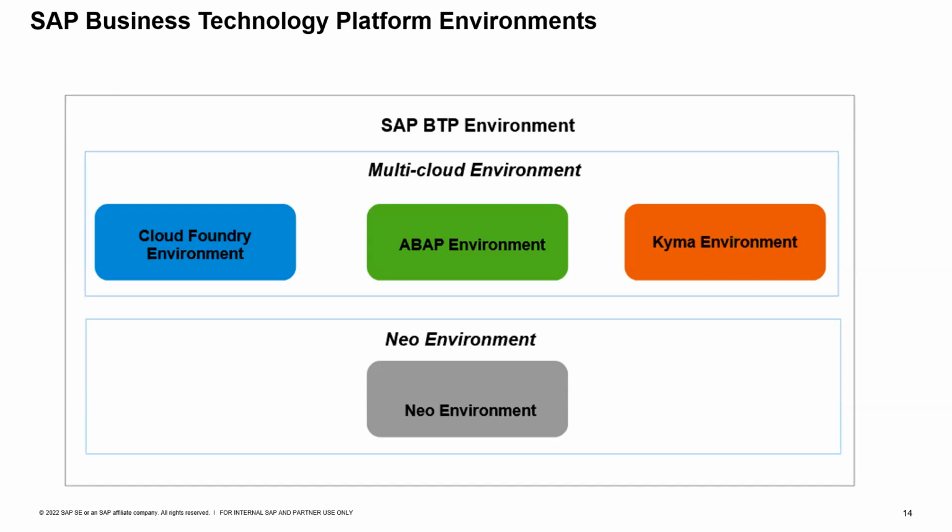Lastly, we have the Neo environment. The Neo environment was the very first cloud environment provided by SAP. Neo is only available from the SAP data centers and not from the hyperscalers like AWS or GCP. Neo is based on a proprietary SAP-developed runtime environment with support for a limited number of development languages. With the Neo environment, you can develop applications in HTML5, Java, and SAP HANA extended application services. You can also use the UI development toolkit for HTML5 to develop the user interfaces.